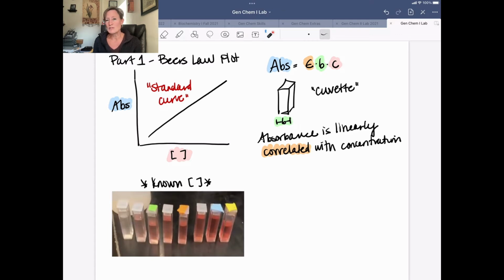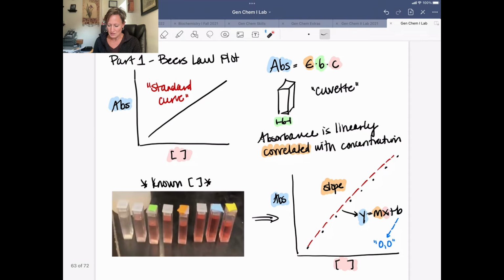So this is probably going to be the most time-consuming portion of the lab, is actually making up this collection of 8 different solutions. But once you have that collection of 8 different solutions, you're going to measure the absorbance value of them, and then you're going to plot absorbance as a function of concentration, or actually we'll show you how to have the little instrument that we have do it for you.